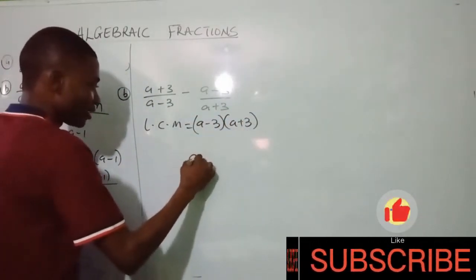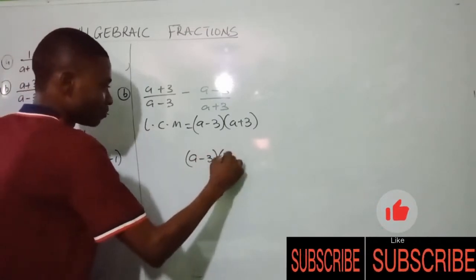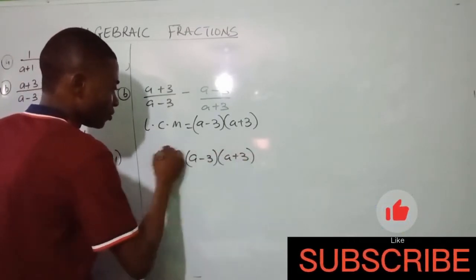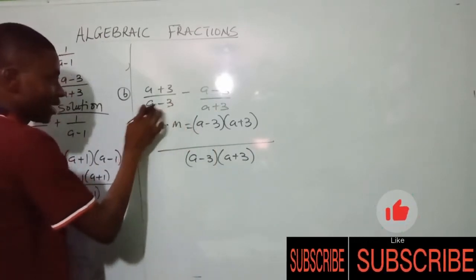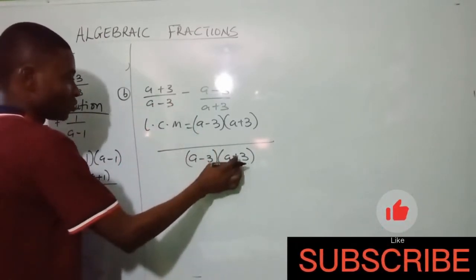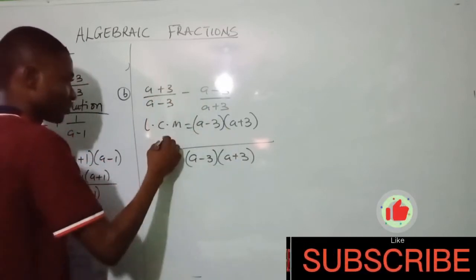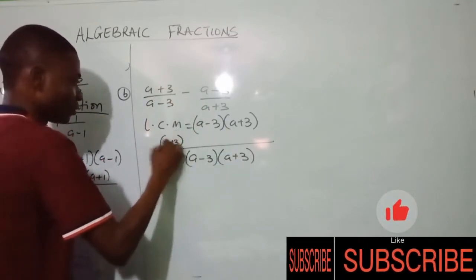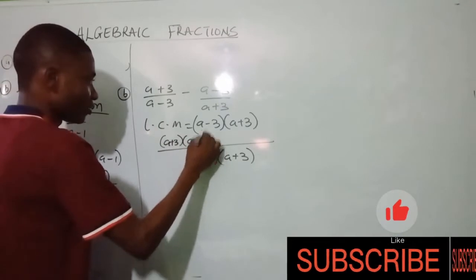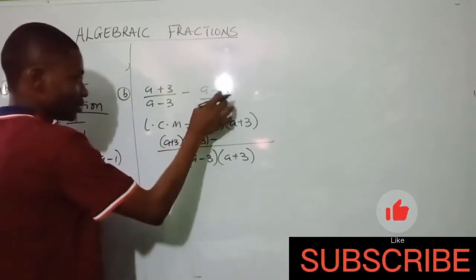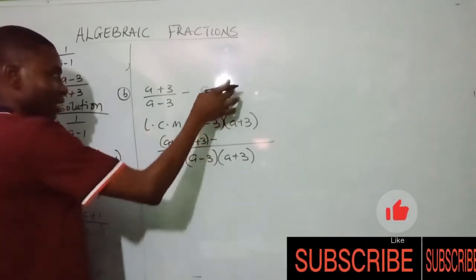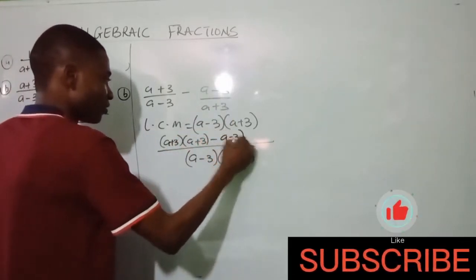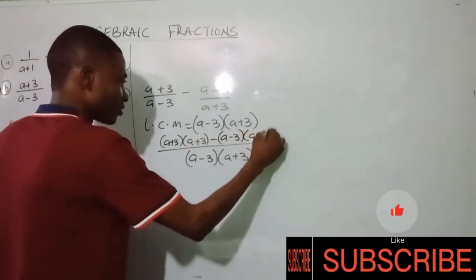Again, we're going to divide now. A minus 3, a plus 3. So we divide. After dividing, we multiply. So this divided by this, a minus 3 will go with this, leaving us with a plus 3 times a plus 3, a plus 3, bracket a plus 3. We have minus here. This divided by this also will be left with a minus 3 times a minus 3, a minus 3, a minus 3.